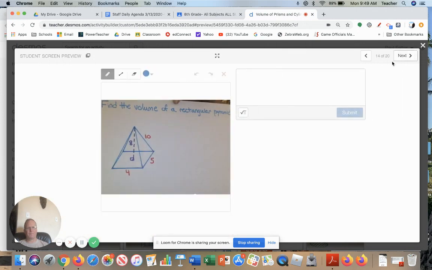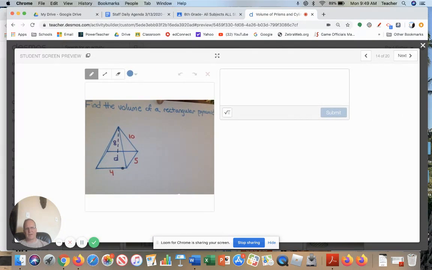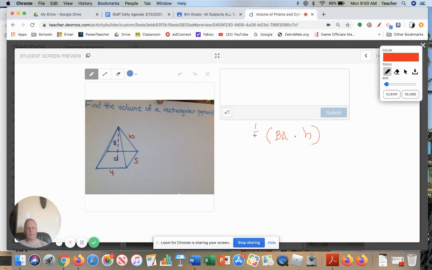Okay, let's try it. All right, so the base area is 5 times 4, which is 20. Right? So the base area is 20, 5 times 4. So base area times the height, and we're going to take 1/3 of that. Okay, so 1/3 times the base area, which is 20, times the height, which is 8.